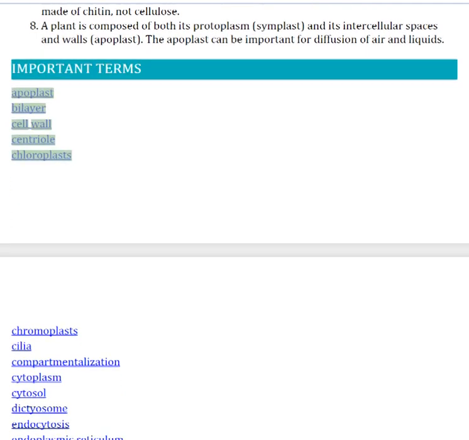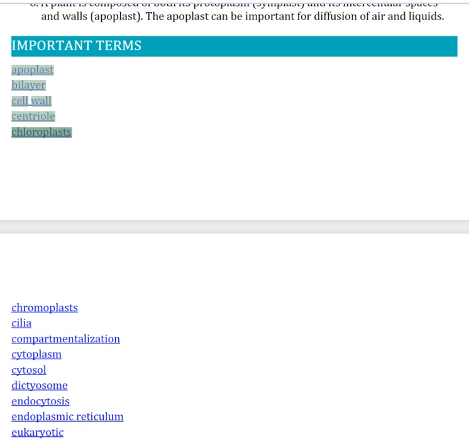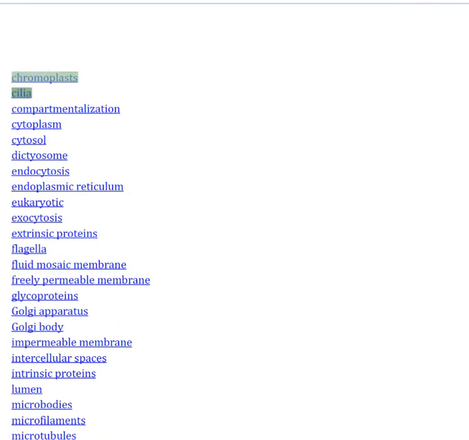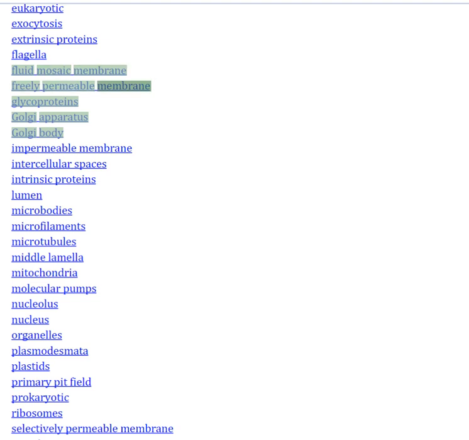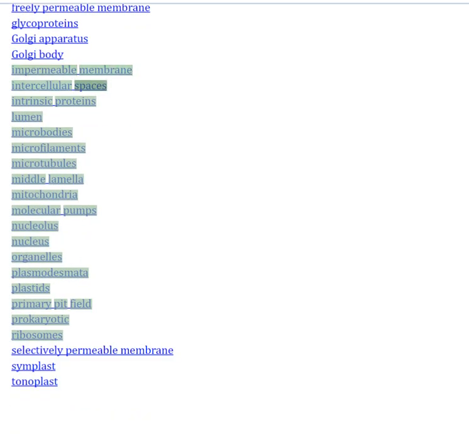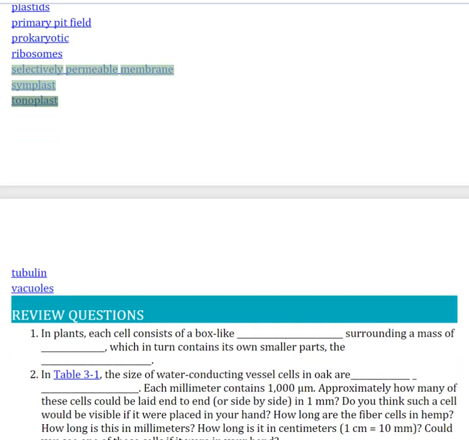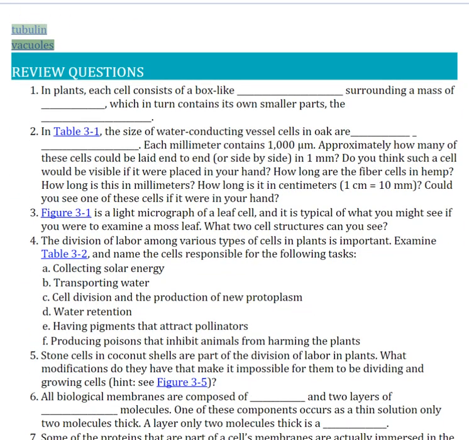Important terms: apoplast, bilayer, cell wall, centriole, chloroplasts, chromoplasts, cilia, compartmentalization, cytoplasm, cytosol, dictyosome, endocytosis, endoplasmic reticulum, eukaryotic, exocytosis, extrinsic proteins, flagella, fluid mosaic membrane, freely permeable membrane, glycoproteins, Golgi apparatus, Golgi body, impermeable membrane, intercellular spaces, intrinsic proteins, lumen, microbodies, microfilaments, microtubules, middle lamella, mitochondria, molecular pumps, nucleolus, nucleus, organelles, plasmodesmata, plastids, primary pit field, prokaryotic, ribosomes, selectively permeable membrane, symplast, tonoplast, tubulin, vacuoles.